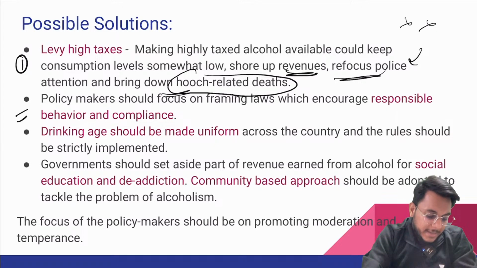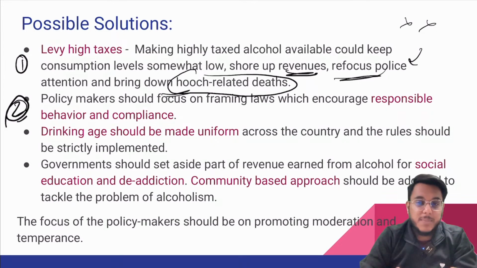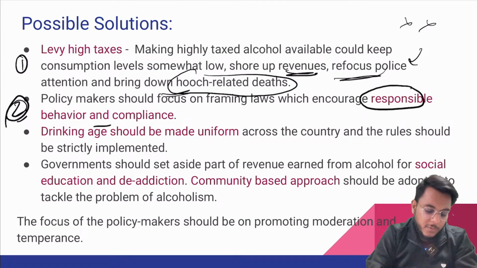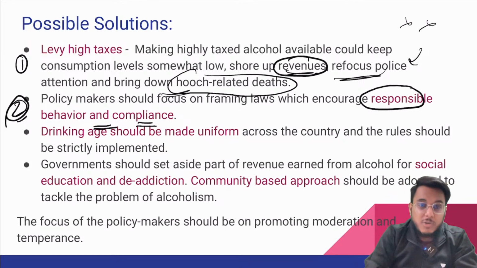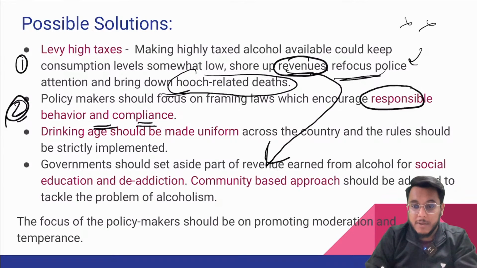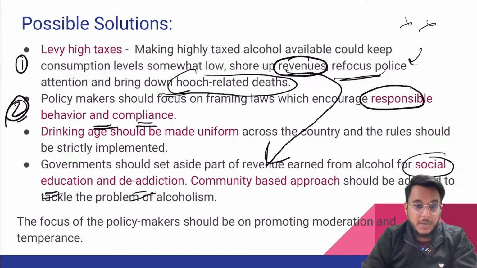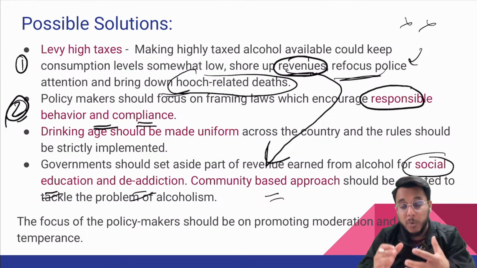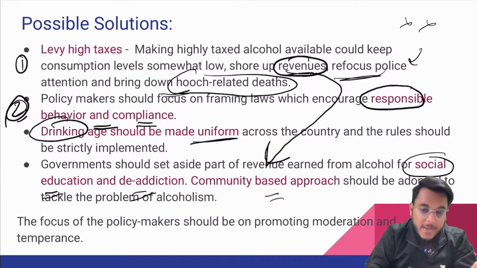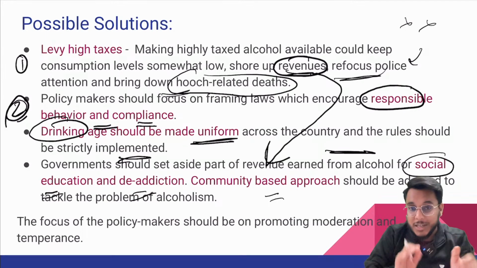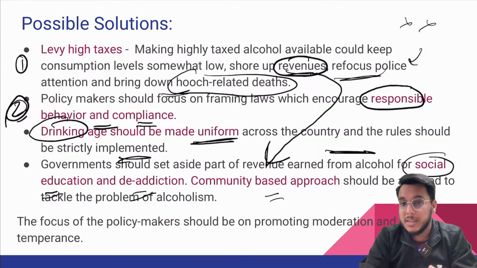The next thing that comes in this direction is that, guys, policy makers should also focus on encouraging people toward responsible behavior and compliance. We need to educate the people. Moreover, as the revenues increase, the government can use them for improving the social education of the people, for bringing about de-addiction among the people. The money can be used for community-based approaches, programs, or for sensitization of people. Then another thing is that the drinking age should be made uniform across the country, and rules should be strictly implemented that no underage person will be given alcohol. This will reduce the number of people becoming accustomed to alcohol consumption.